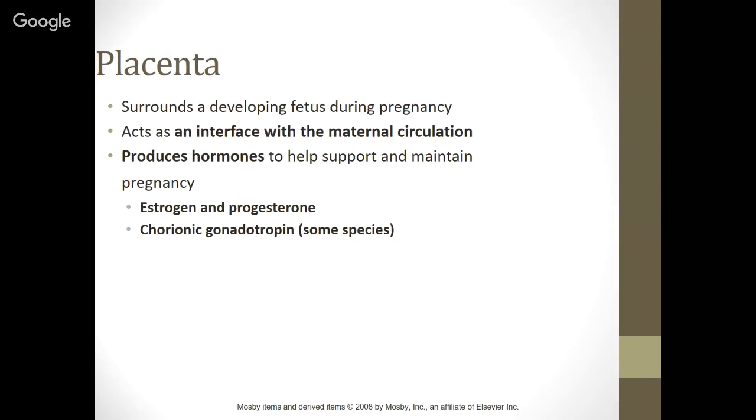The placenta. The placenta surrounds a developing fetus during pregnancy. It also produces hormones. It acts as that interface between the maternal circulation, and those hormones help to support and maintain pregnancy. Hormones that are produced within the placenta include estrogen and progesterone, as well as, in some species, chorionic gonadotropin. Chorionic gonadotropin is the hormone that we test for when you take a pregnancy test.